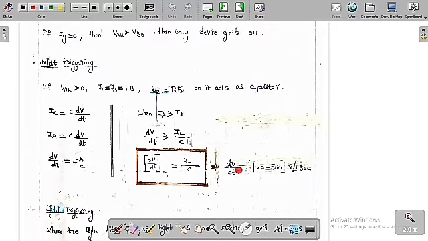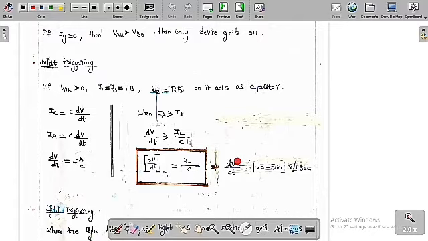Normally, the dV by dt will be around 20 to 500 volt per microsecond. This is the normal range of dV by dt. So the threshold value is IL by C. Whenever the rate of change of anode to cathode voltage is greater than or equal to the threshold value, then we can say that the device is going to get turned on.